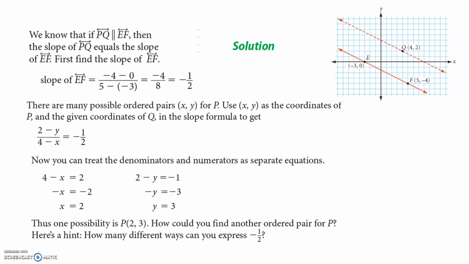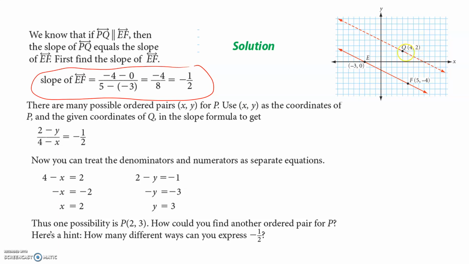We know that if they are parallel, then the slopes have to be equal to each other. So the slope of EF has to equal the slope of PQ. So over here, they find the slope of EF. So they take the 2 points, negative 4 minus 0, subtracting the y's, putting that on the top. And on the bottom, subtract the x's. So I have 5 minus negative 3. So it turns out to be a negative 4 over 8, which reduces to a negative 1/2.